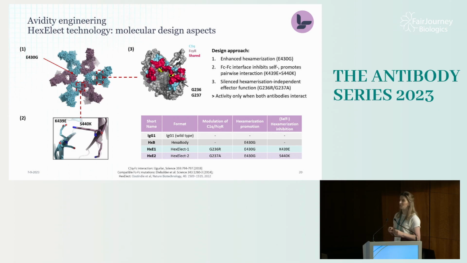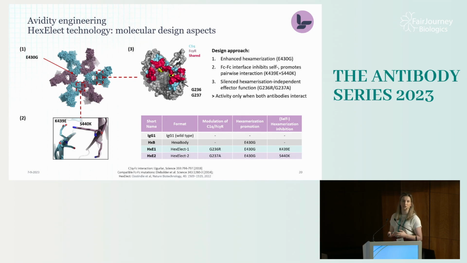And then we needed to make it codependent, so we started introducing additional mutations. The second one being mutating the Fc-Fc interface to inhibit self-interactions between antibodies of single targets, but promote interactions between antibodies targeting different targets. And we did so using K439E and S440K. They're really charge dependent, so they're repulsing each other when they're alone, and when together they're forming these heterohexamer complexes.